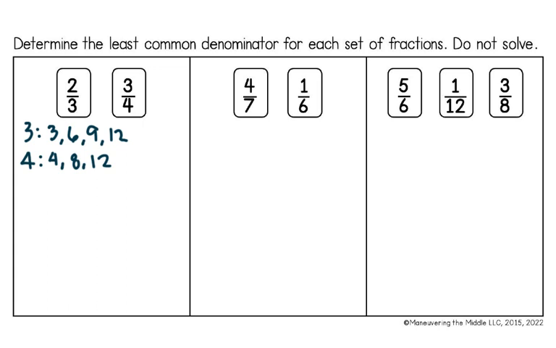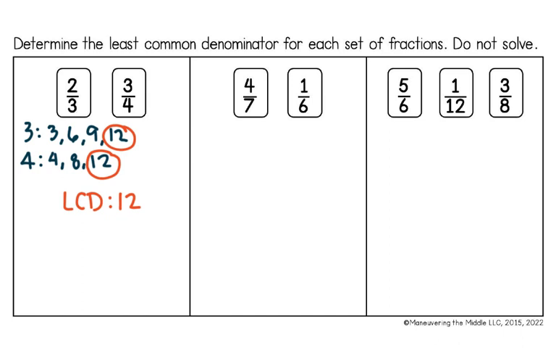So I can keep going, but I don't need to because I can see that they have 12 in common already. So I know that 12 is going to be the least common multiple, or in this case, the least common denominator. You'll often see least common denominator abbreviated as LCD, like I have written here. And so our LCD is 12.